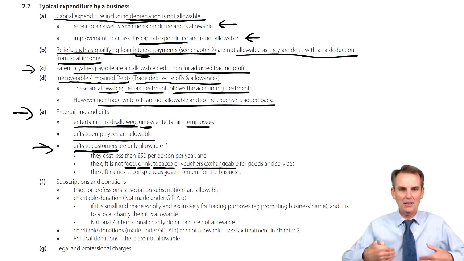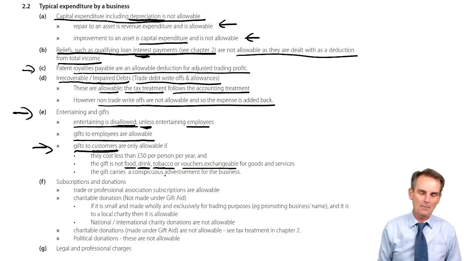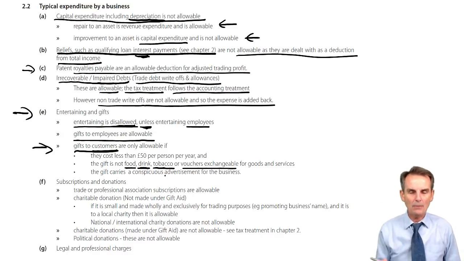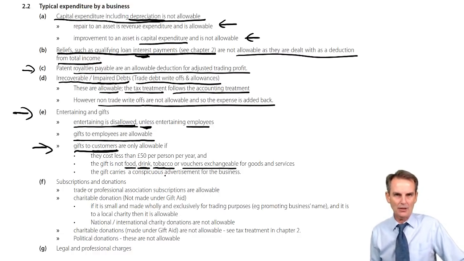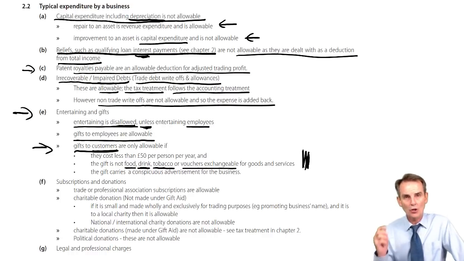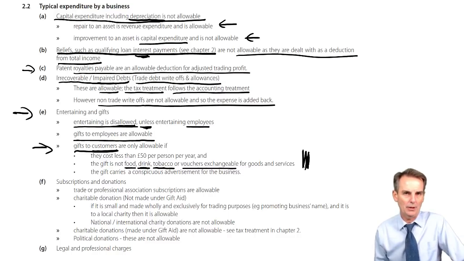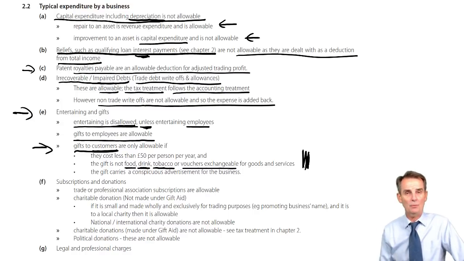But if you're in the drinks business, you brought a new drink in, you provided samples to your customers, then that would be seen as cost of samples, that is an allowable expense, it's not a gift, it is okay. But that one gets tested on a regular basis. So, cost less than £50 per person per year, must represent a conspicuous advert for the business, but must not be food, drink, tobacco products or exchangeable vouchers.